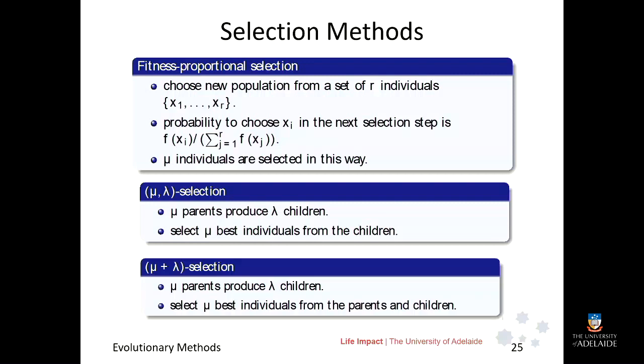If you don't want to lose your best solution, you do something called mu plus lambda selection. You have mu parents that produce the offspring, and then you select the mu best individuals from the parents and the children. So you can never lose the best solution. That's most probably the more common approach.